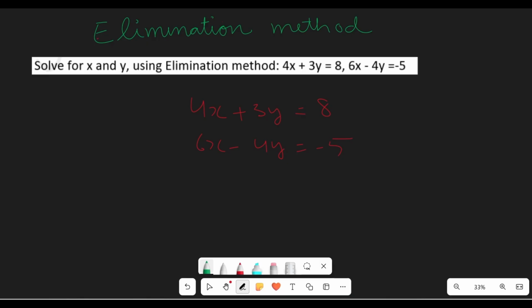Here, mostly what students will do, they will multiply this with 6 and this with 4. Rather than doing it, take the LCM of 4 and 6. What is it? It is nothing but 12. Now here I should multiply with 3. Why deal with big numbers? It's easier to deal with smaller numbers, and here I should multiply with 2.